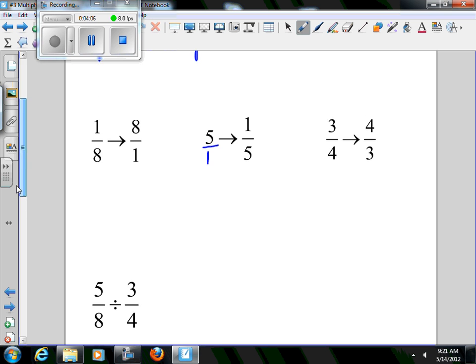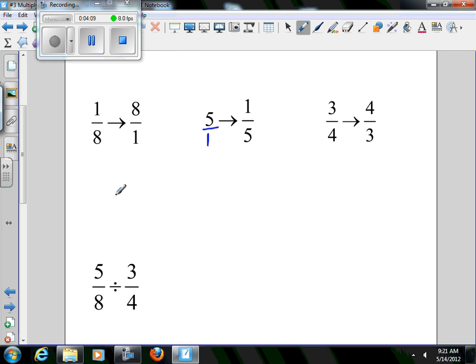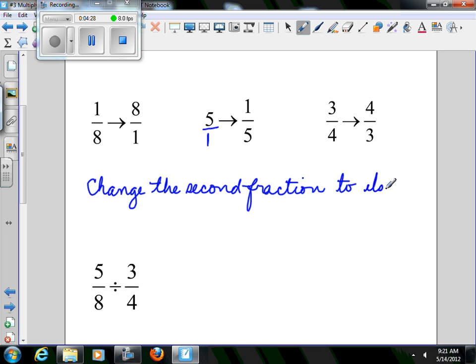Now, when you divide fractions, you multiply by the reciprocal. So basically, you are going to change the second fraction to its reciprocal and multiply. That's what happens when you're dividing fractions. All right? So let's try it.